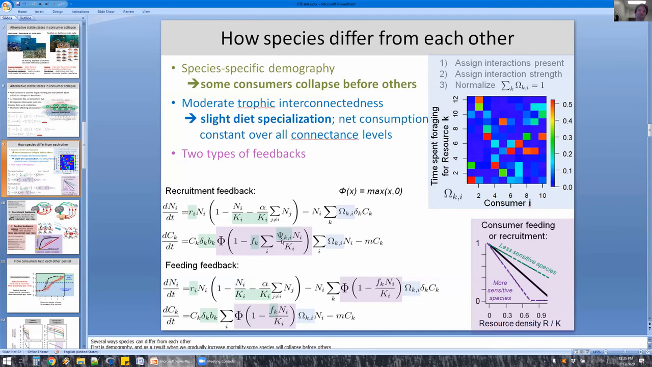So there's also a network that says, for recruitment feedbacks, which consumer's recruitment is impacted by which resource species. With feeding feedbacks, of course, that's perfectly reciprocal. For recruitment, it could be potentially different. So if a fish species recruits on one part of the reef and then grazes on a different part.